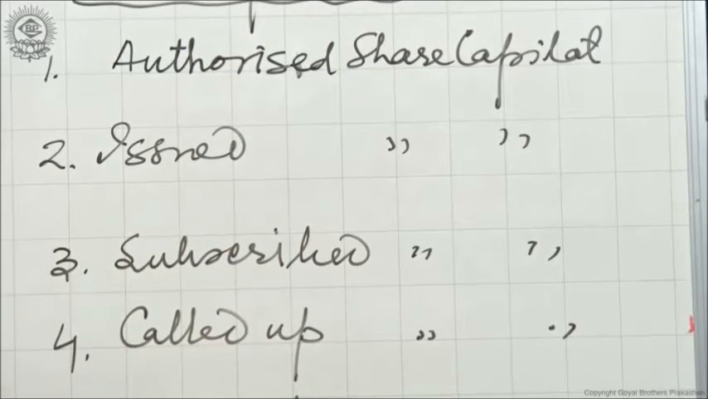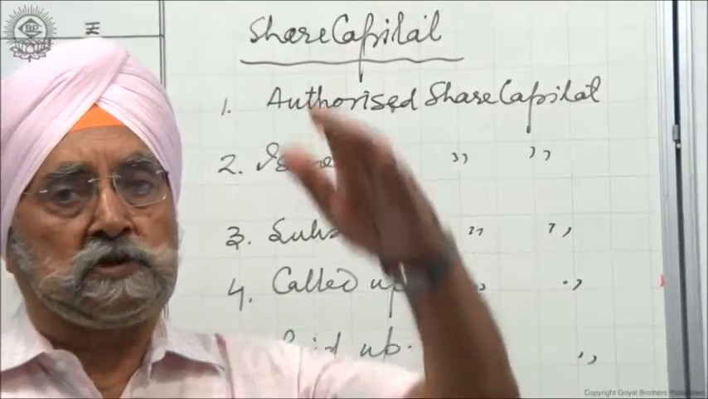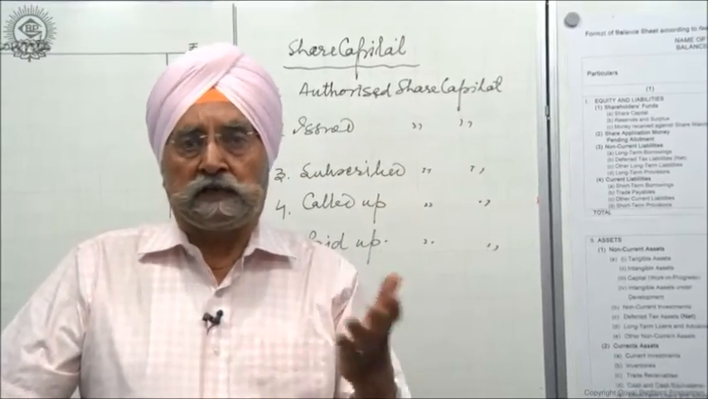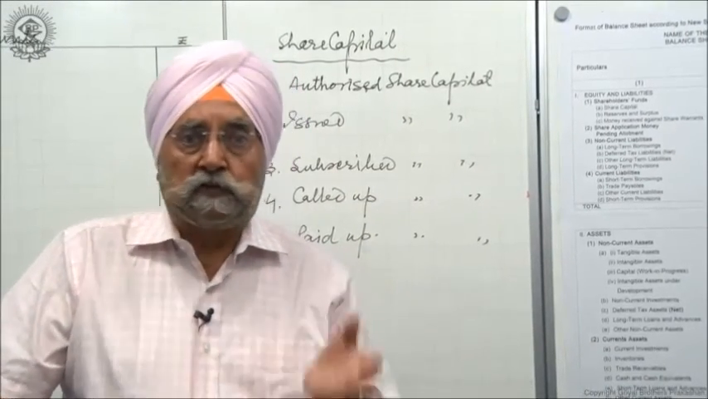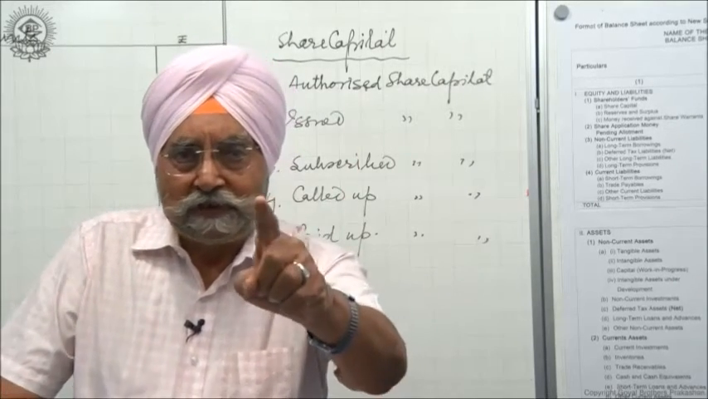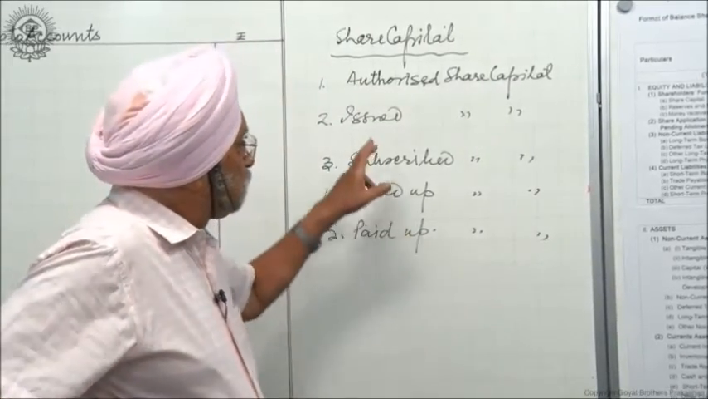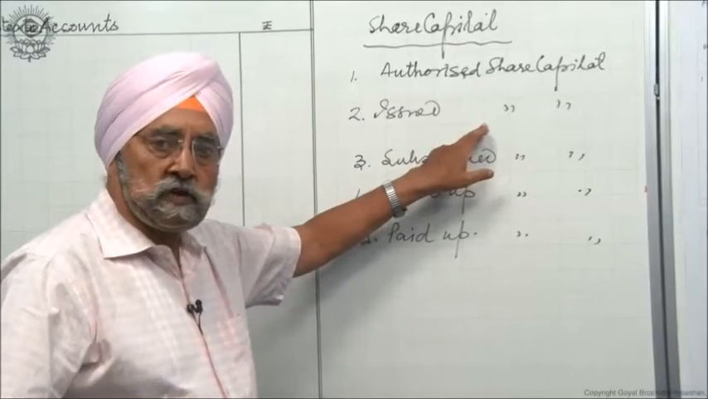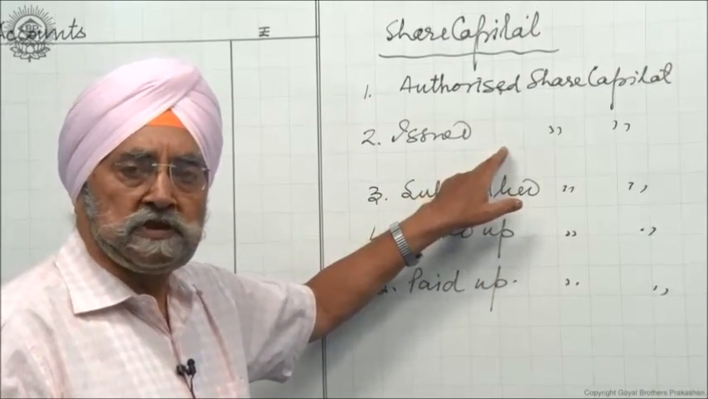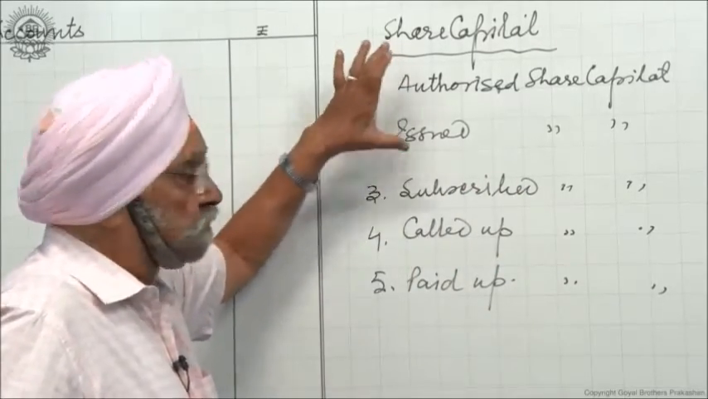Issued capital, as I told you, the company issues according to its requirements. It may issue the entire authorized capital in one go, and it may issue less than that. So whatever the number of shares issued must not cross the number of shares given in the authorized capital. Okay? So therefore, issued share capital consists of the number of shares which the company now wishes to issue to the public.